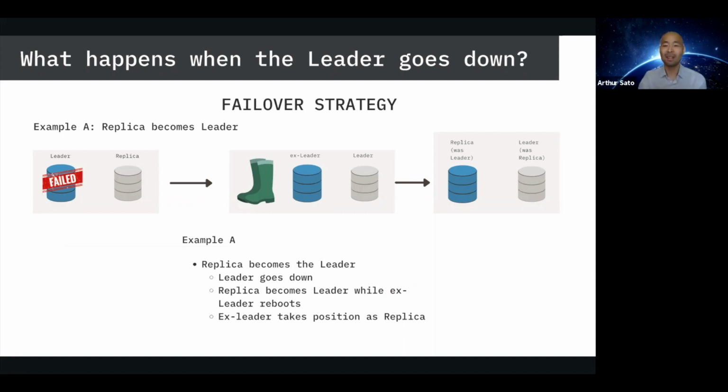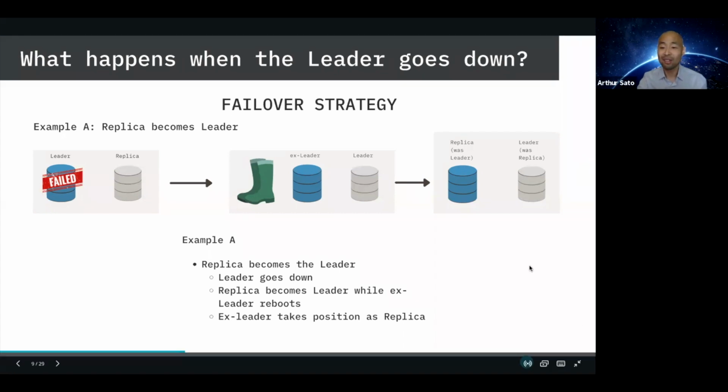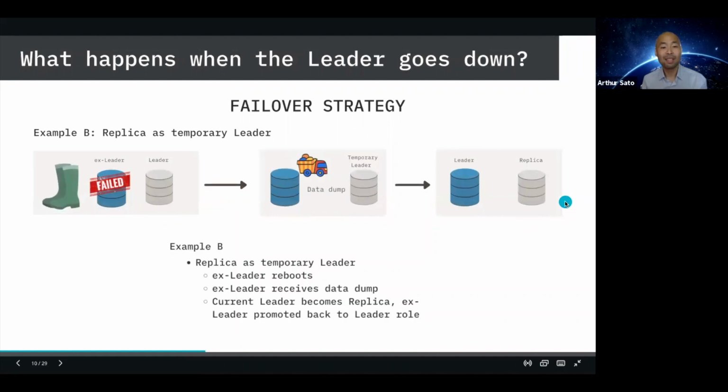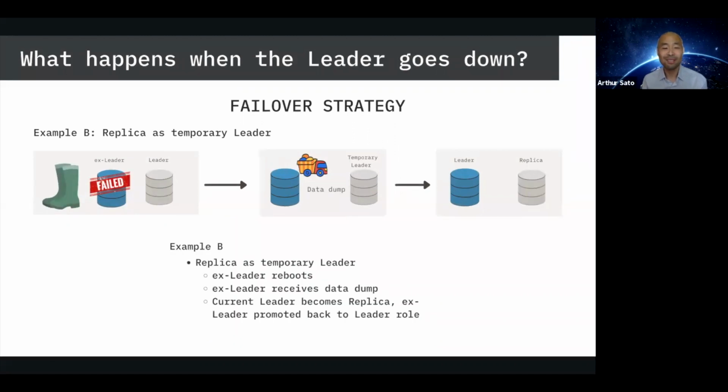And when the former leader has successfully rebooted, it will take its new place as the replica to the new leader. In an alternative strategy, we will have the replica as temporary leader. So we pick back up where the leader is rebooting after a failure.